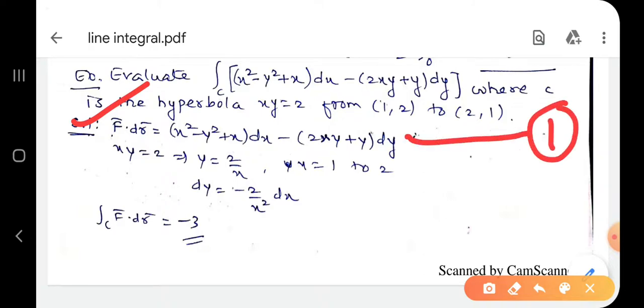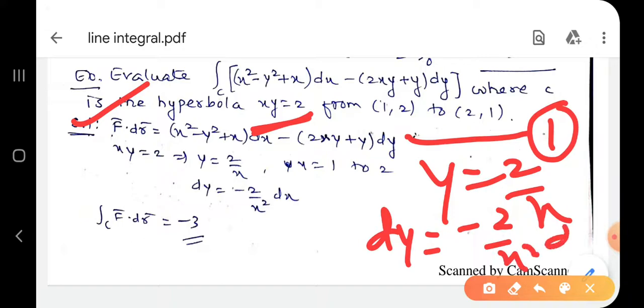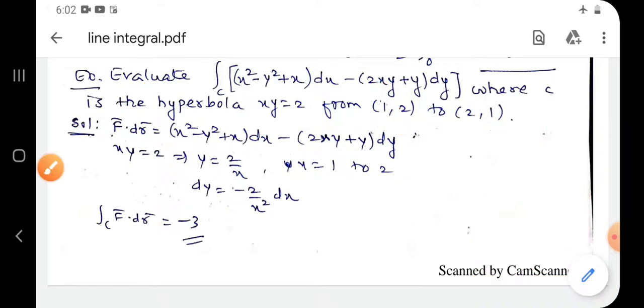Correct. Now the hyperbola is given. What is that? xy equal to 2. So write down y equal to 2 upon x. Then dy is equal to, what is the derivative of 1 upon x? Minus 1 upon x square. So minus 2 upon x square dx. Understood? And what are the limits of x? x moves from 1 to 2. Correct? And do your calculation. Just put the values here, 2 upon x square. You will get the answer.